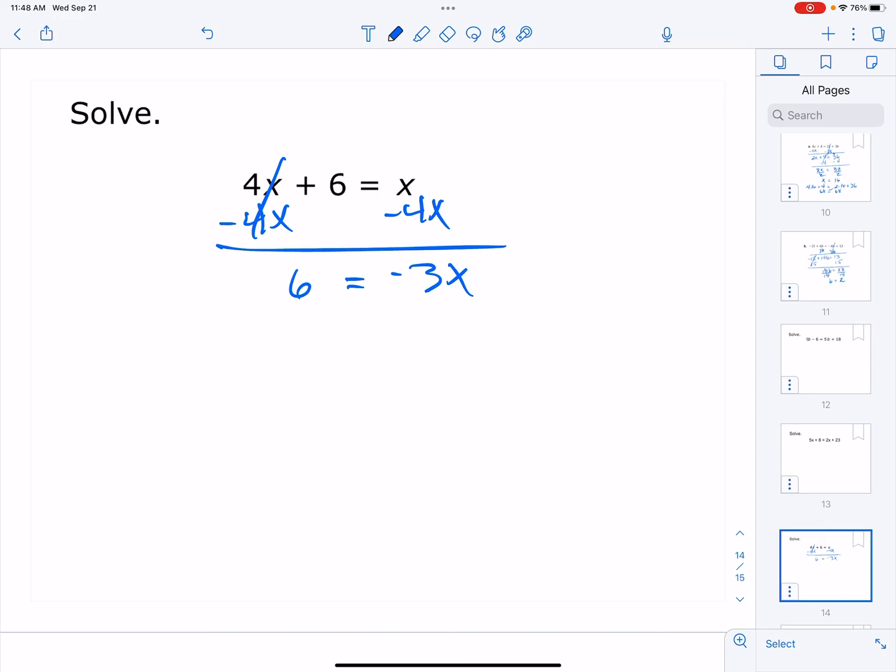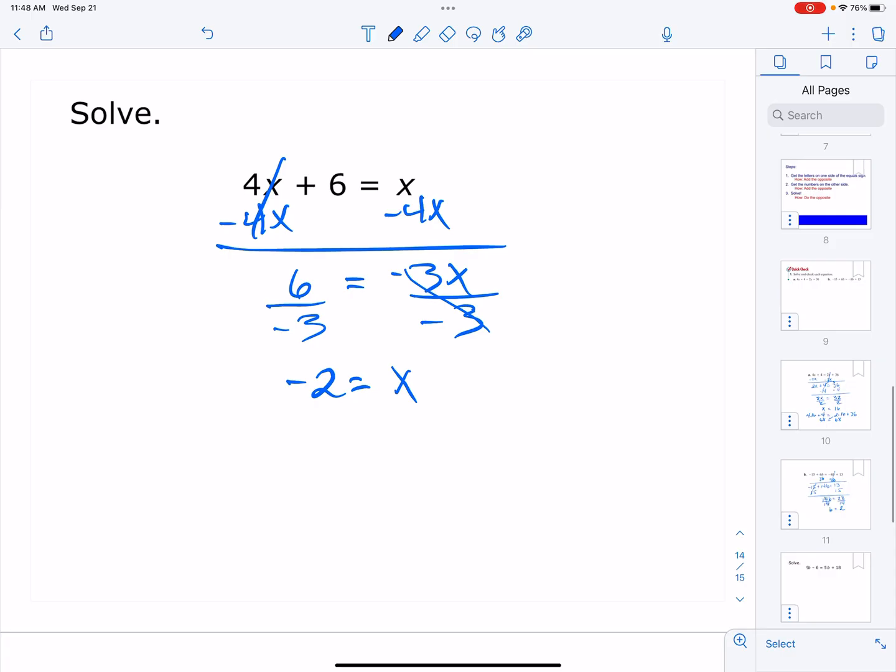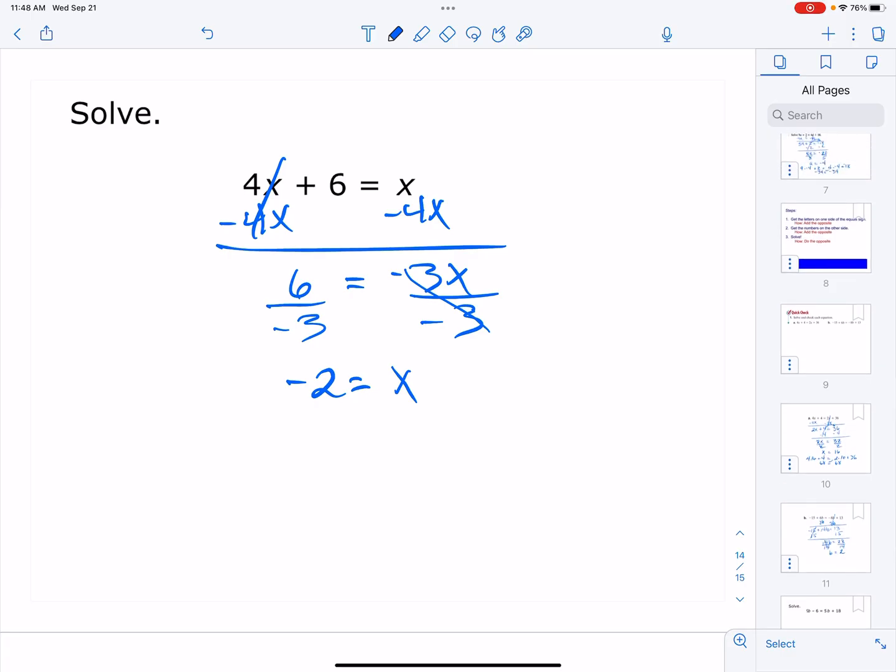So I look at the number with the variable, and it's got to multiply by negative 3. So we're going to do a divide by negative 3. And if I do that on one side, I must do it on the other. So 6 divided by negative 3 gives me negative 2 is equal to, the negative 3's cancel out and become 1x. So I'm left with just plain old x. And x is equal to negative 2. And that's really all there is to solving multi-step equations in this particular instance.